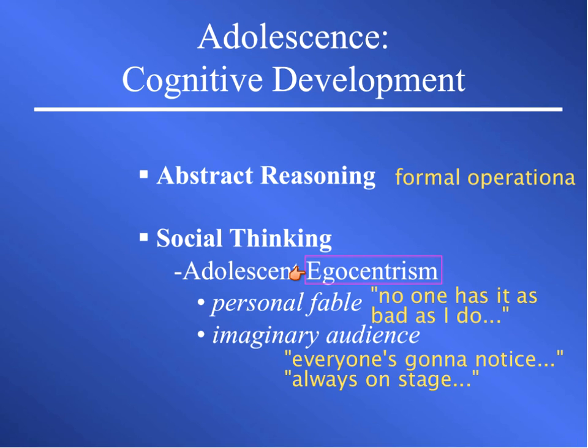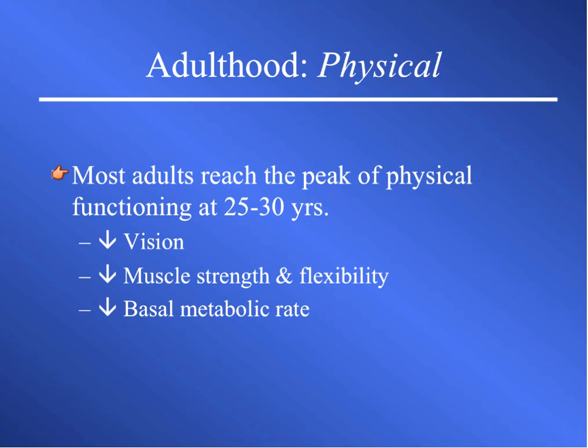Let's talk about adulthood. I'm going to warn you before I start running through the slides here, there's lots of downward arrows. Let's look at what changes go on once we get past adolescence. Physical changes. Most adults reach their peak of physical functioning at 25 to 30 years of age. If you're past that, you may not even realize that that was the peak. Vision gets worse. You notice mom and dad squinting more, holding the book as many feet away from their eyes as they can to see it. Muscle strength and flexibility decreases.